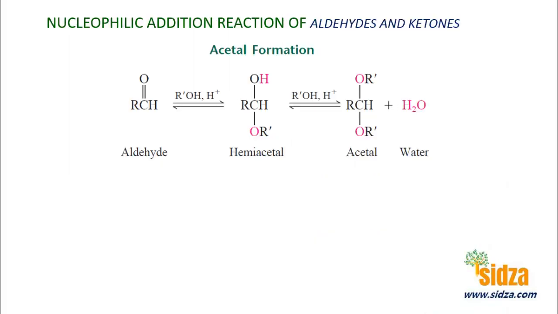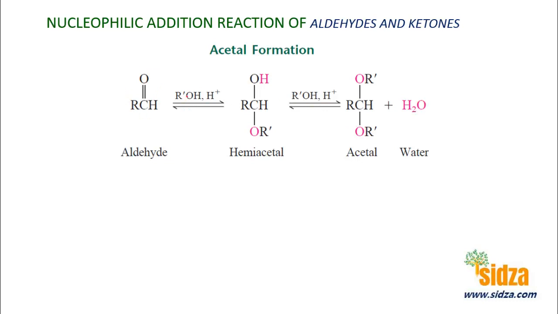Aldehydes, when you react them with alcohol molecules, first give a hemiacetal, and then the hemiacetal molecule reacts again with another alcohol molecule, and you get an acetal. This is called an acetal here. You have two OR groups on the carbon, right? So basically one aldehyde molecule reacts with two alcohol molecules.